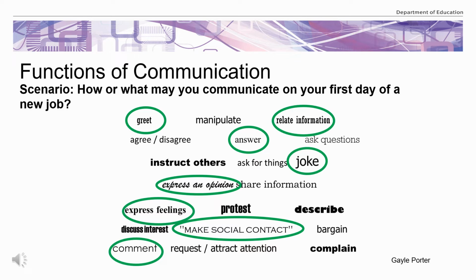Making social contact and greeting would be two of the first functions you would use. When we talk about making social contact, we mean making eye contact, facing our body towards the person we're about to speak to, using facial expressions and body language, such as a smile and a nod, to show the person we're about to talk to them. We may then relate information about who we are and what our role is, so the person behind the desk can notify your manager that you've arrived.